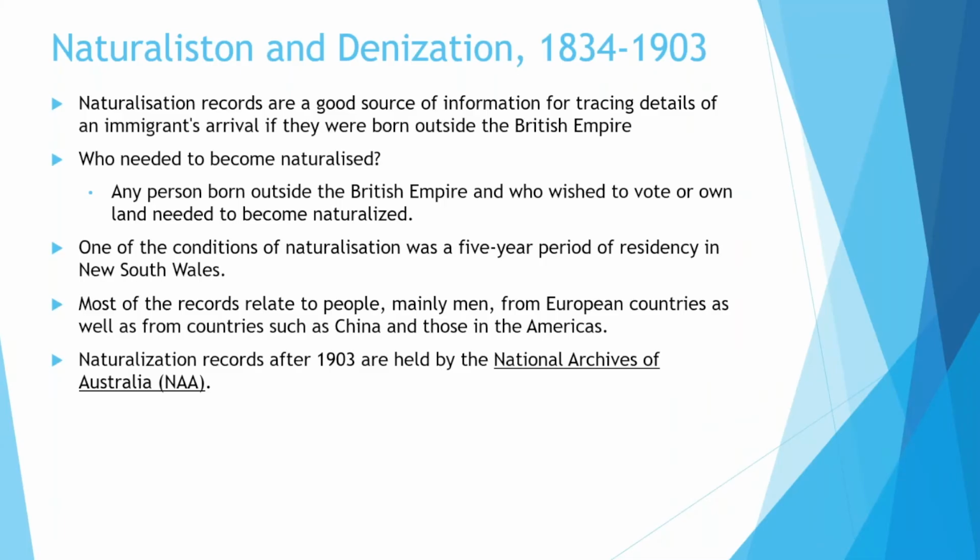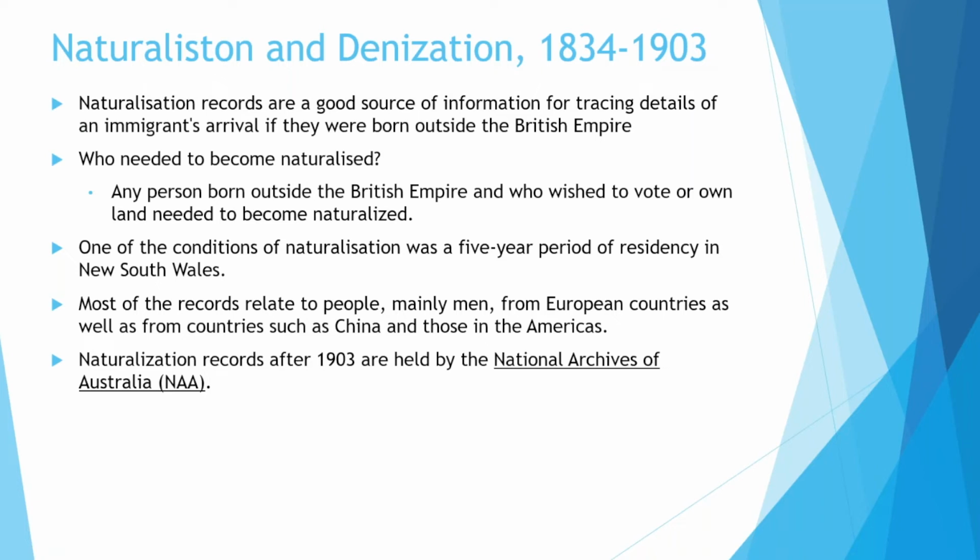Now looking at naturalization records. Naturalization records are a good way to perhaps find the arrival of people who were born outside the British Empire. Those people born outside the British Empire, if they wanted to vote or own land in New South Wales, had to apply to become naturalised. One of the conditions of this is they had to have a 5-year residency in New South Wales before applying for their naturalisation. Now, we've got the records from 1834 up to 1903.